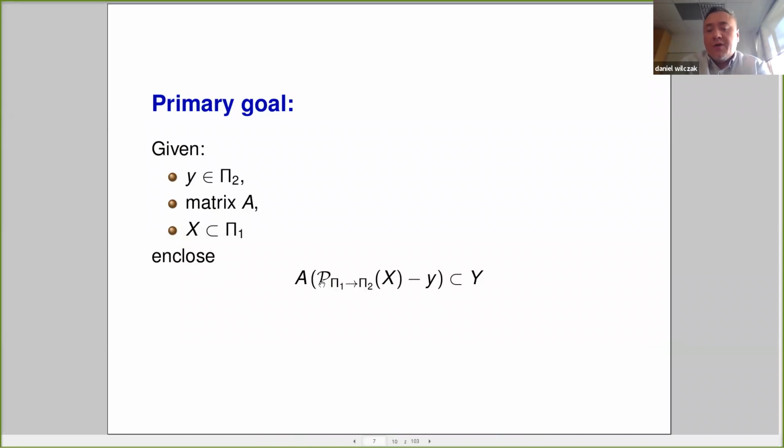And the primary goal of our algorithm is to compute the following quantity. Given a fixed point y on the destination section P2, and given some coordinate system A, and given some set of initial conditions, we always play with sets. The entire algorithm is about computation of the Poincaré map over some domain. So this is our domain X, and we want to enclose this quantity. So this is not exactly the Poincaré map on the set of initial conditions X, but we want to enclose this intersection with section P2 in some coordinate system A. And let me explain why this is important.